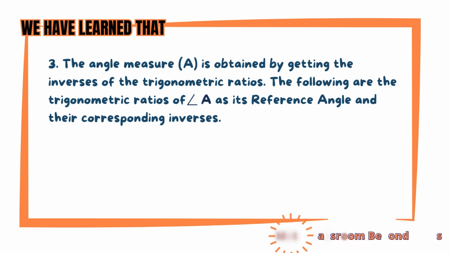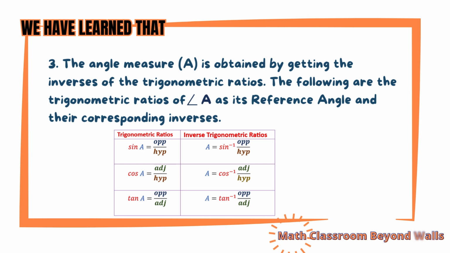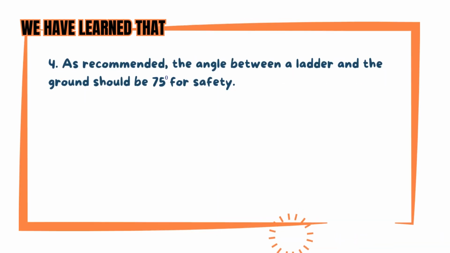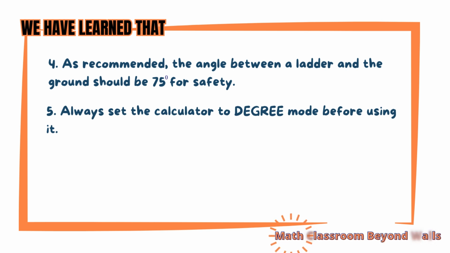The following are the trigonometric ratios with angle A as its reference angle and their corresponding inverses. Fourth, as recommended, the angle between a ladder and the ground should be 75 degrees for safety. Fifth, always set the calculator to degree mode before using it.